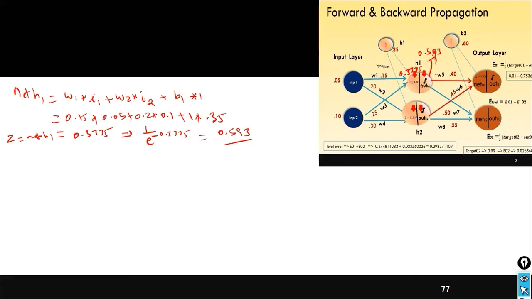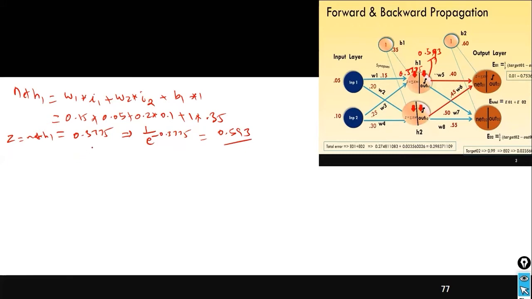So basically the sigmoid function is used in this case. The sigmoid function squashes the value between 0 and 1, right? So in this case, we are getting 0.593. And similarly, if you do the same thing for H2, you will get some value, right? You need to multiply this one by this one plus this one by this one and bias into 1 into 0.35. You will get some other value here. We're not going to write everything here, okay? It will take more time and it will be cluttered.